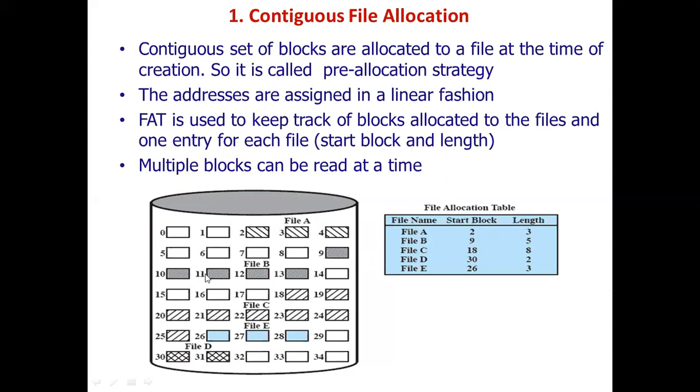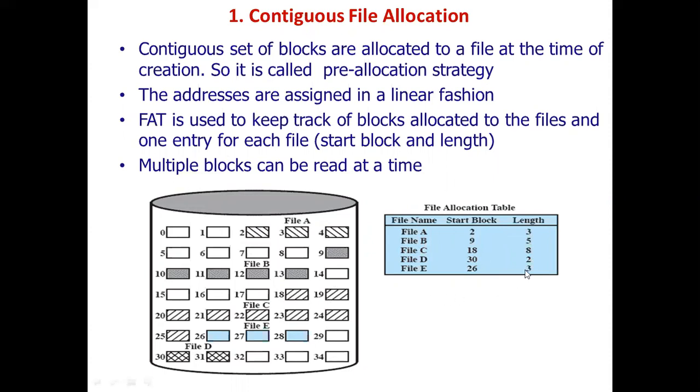See this disk that is shown in figure. You consider this as a hard disk, consists of 35 blocks numbered from 0 to 34. 5 files are stored in a disk. Three blocks are assigned to file A, 5 blocks are assigned to file B, 8 blocks are assigned to file C, 2 blocks are assigned to file D, and 3 blocks are assigned to file E.